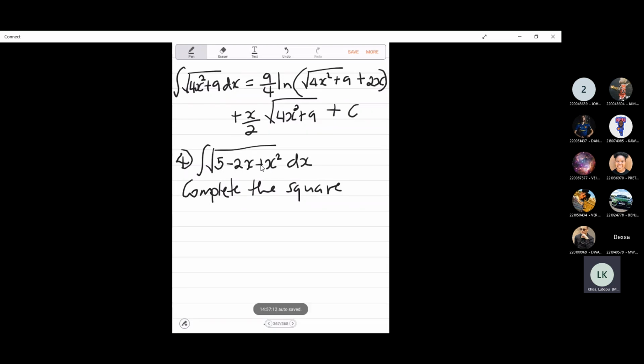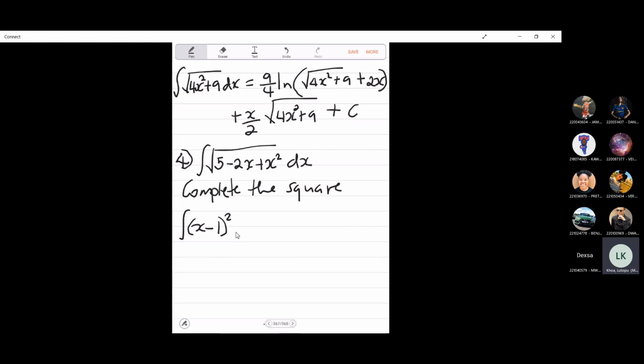We'll have the integral of x minus 1. As we divide that by 2, we get minus 1 squared. And then minus 1 plus 5 is plus 4. The square is complete.